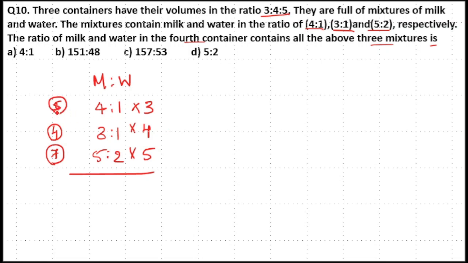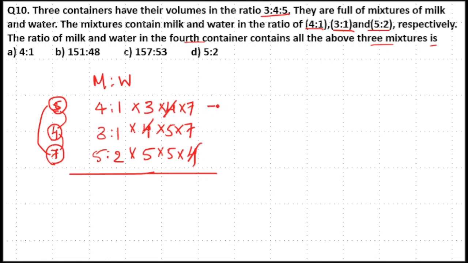Now, either take the LCM or multiply first ratio with 4 and 7, 4 into 7. And second ratio with 5 into 7. And third ratio with 5 into 4. Now, if you cancel 4 from all these 3, this will become 21.